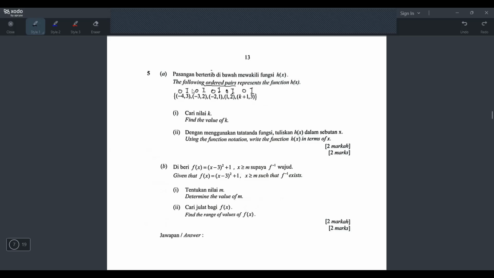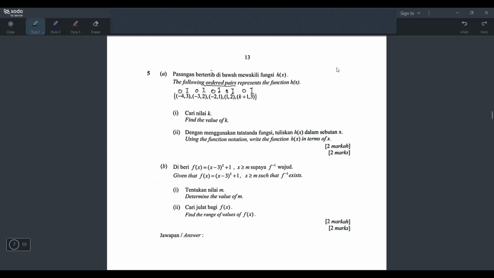So how do we figure out the relation between object and image? Let's see. Negative 4 becomes 3. Negative 3 becomes 2. Negative 2 becomes 1. 1 becomes 2. So it's actually very hard to figure out the relation this way. So what I will do is convert this into a graph.